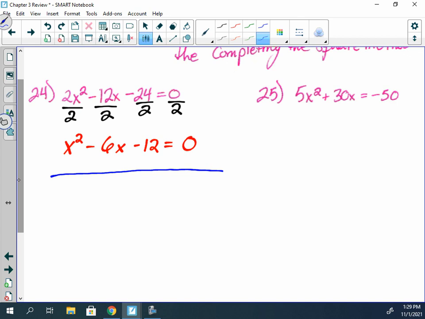Now the next step is to get the variables on one side and the constant terms on the other. So at this point here, we need to add 12 to both sides. And if we add 12 to both sides, we have that x squared minus 6x plus blank is equal to 12 plus blank.